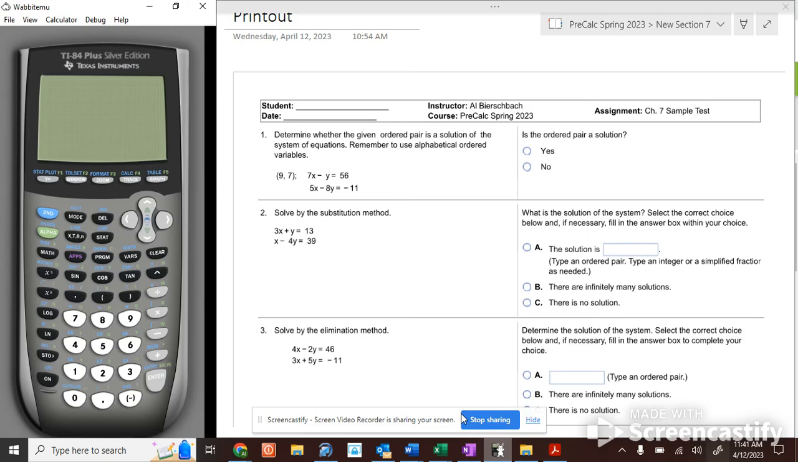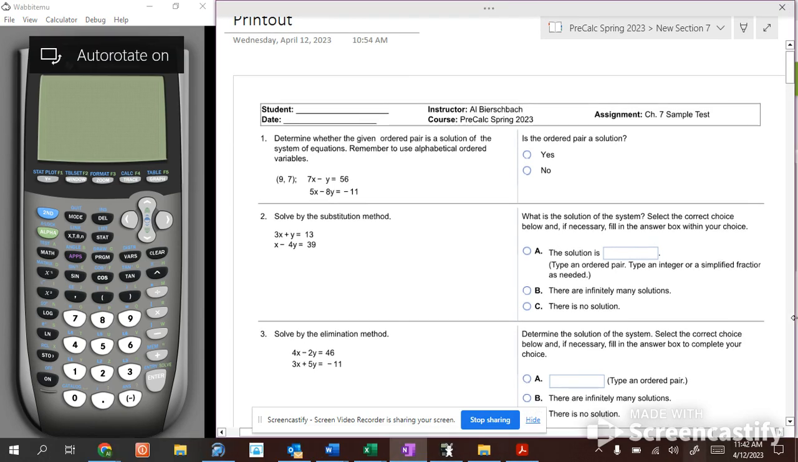How would we do number 1? How do we figure out if that's an ordered pair for the solution? Plug it into both equations. 63 minus 7 is 56, and 45 minus 56 is negative 11. So yes, it is a solution. Yes, we have a solution.